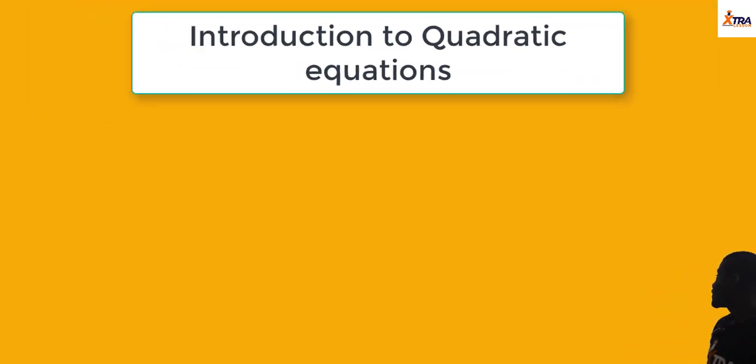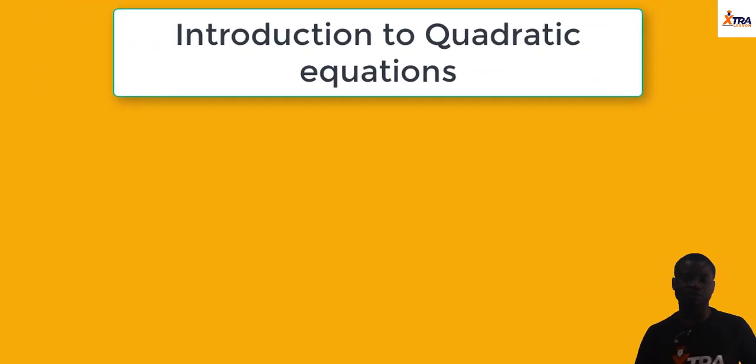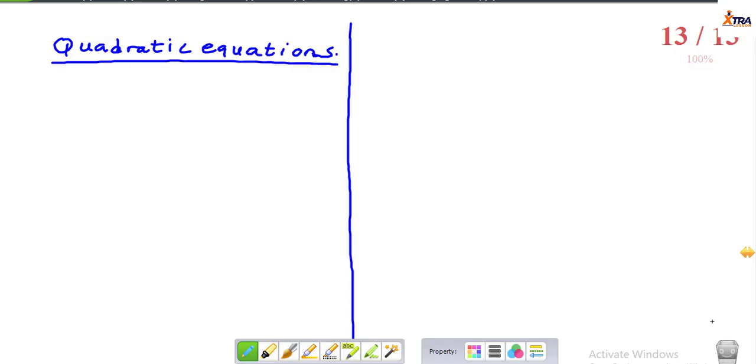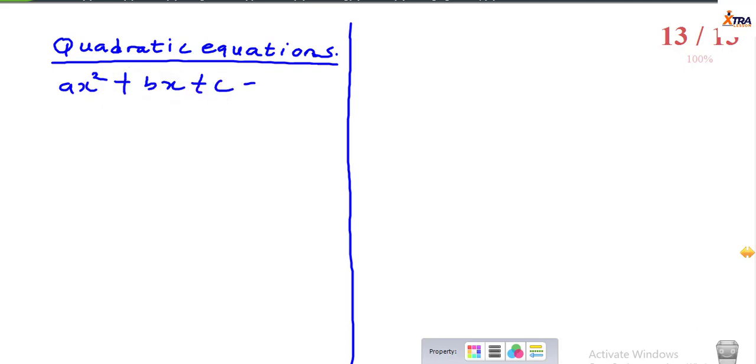In today's class we are going to learn a new topic, and that is quadratic equations. Any equation that is written in the form ax squared plus bx plus c equals 0 is a quadratic equation. So if I have an expression like 2x squared minus 5x minus 10 equals 0, this is a quadratic equation.